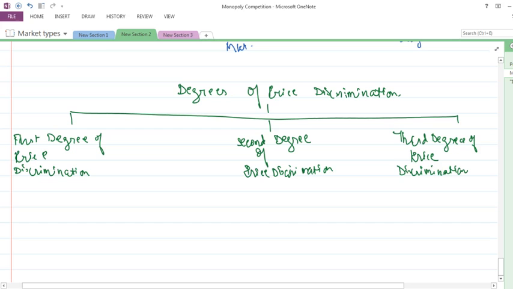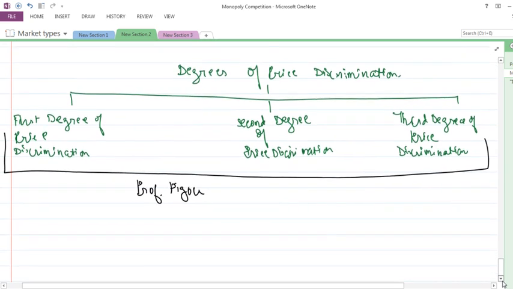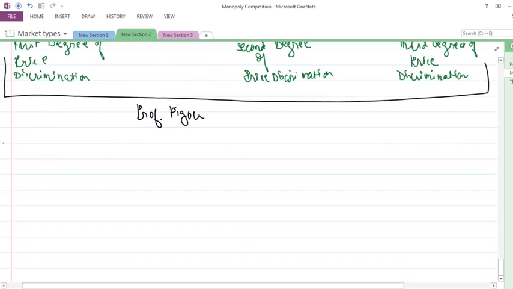These degrees of price discrimination were identified by Professor Pigou. So the first degree of price discrimination that is there is first degree of price discrimination.